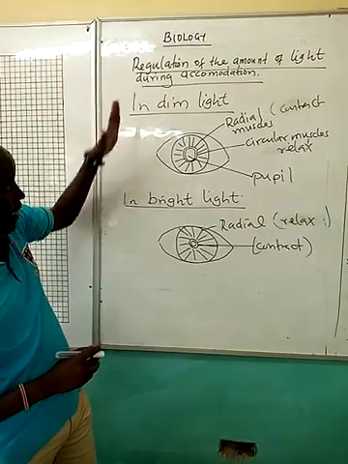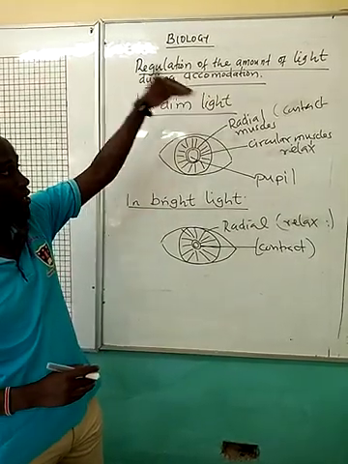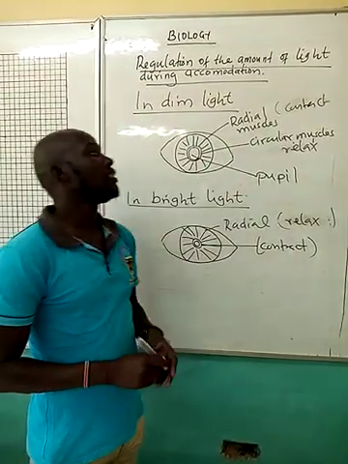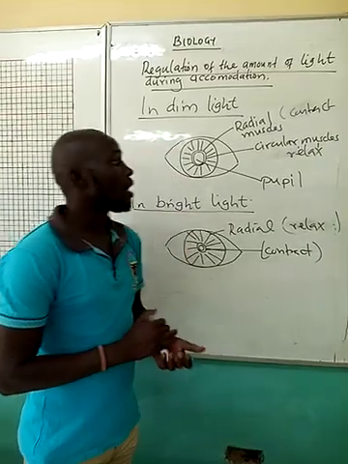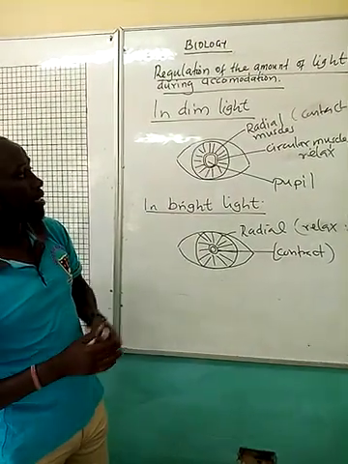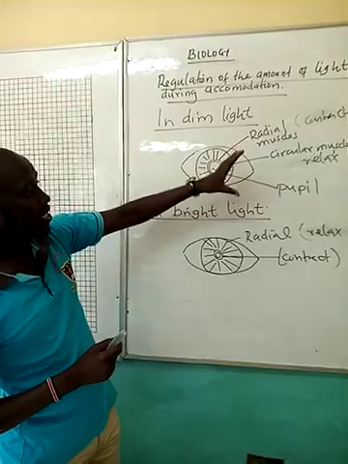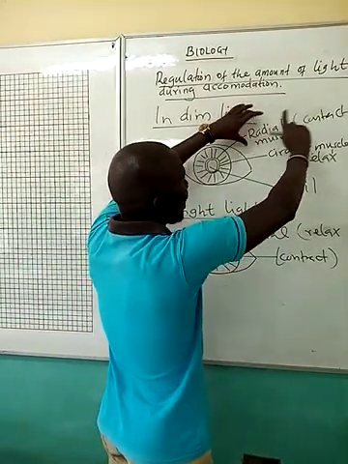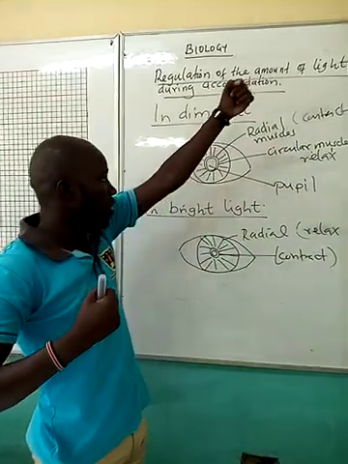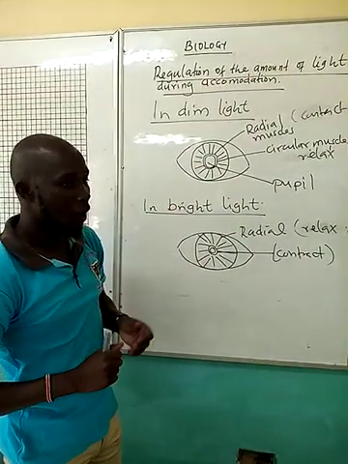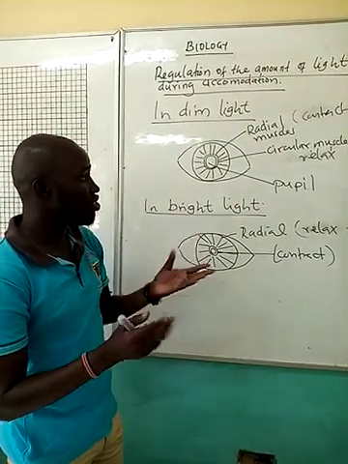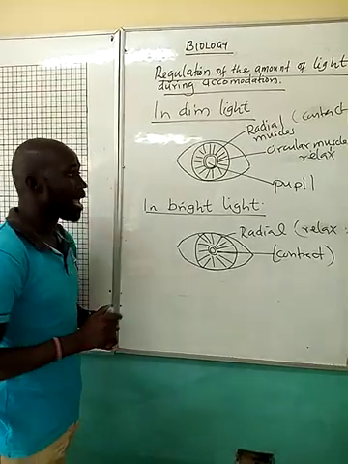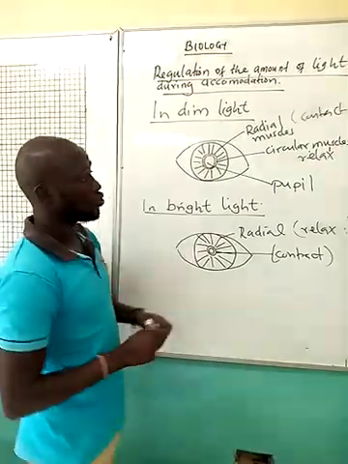So I'm saying that in dim light, the radial muscles contract while the circular muscles relax. That enables the size of the pupil to increase due to the contraction of the radial muscles that tend to pull to the outer side of the eye, thereby enlarging the pupil. So more light is encouraged into the eye.